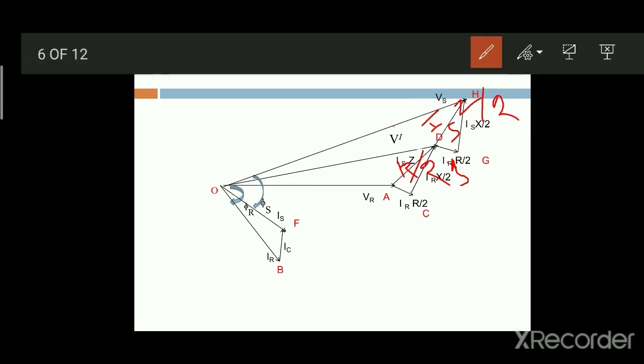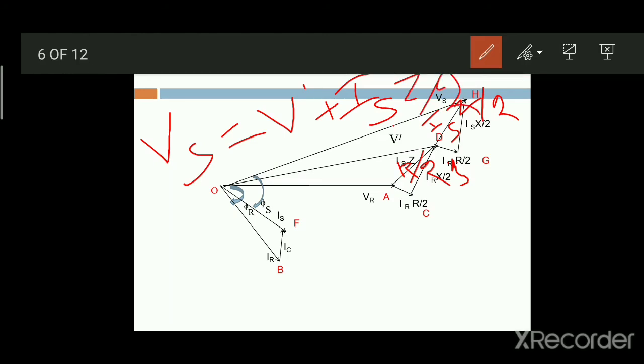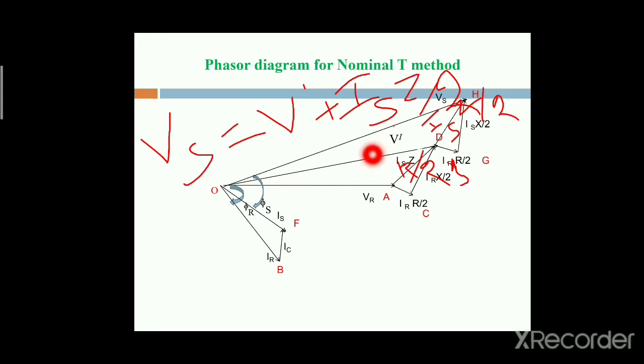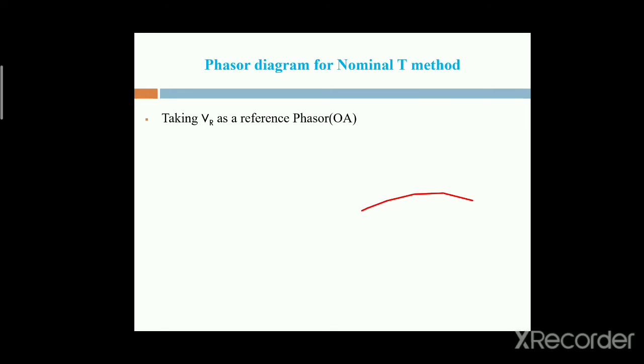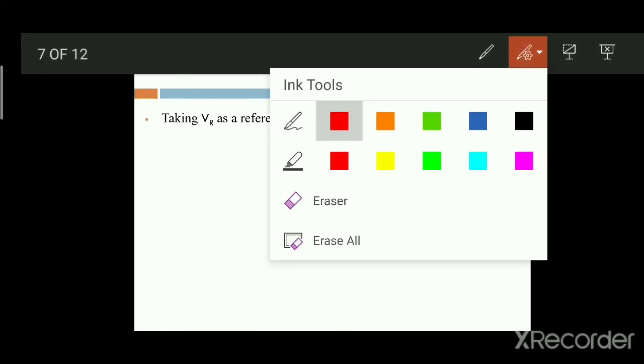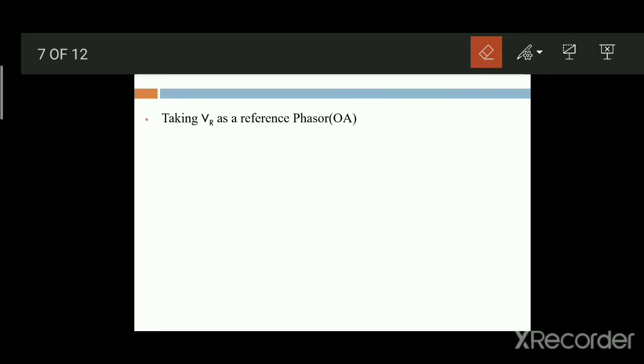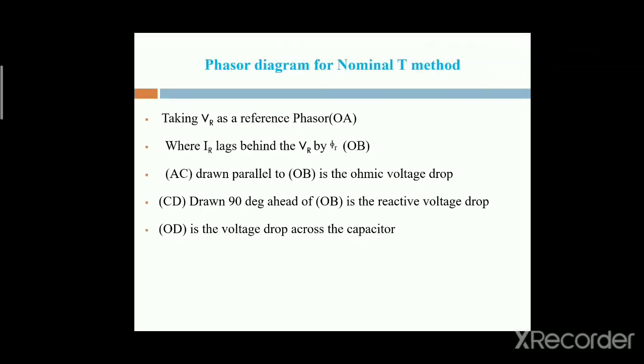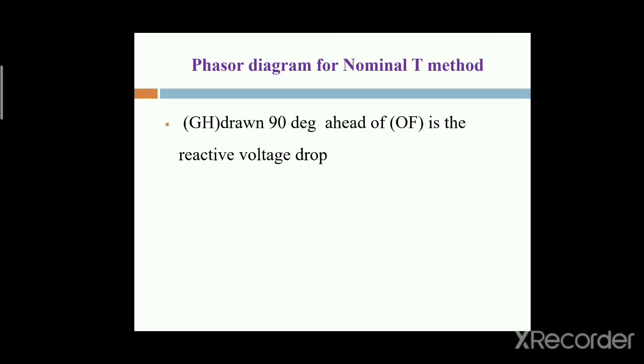Therefore, the sending end voltage Vs is equal to V dash plus Is Z by 2. This is the phasor diagram for the nominal T method, and these are the representations for the phasor diagram.